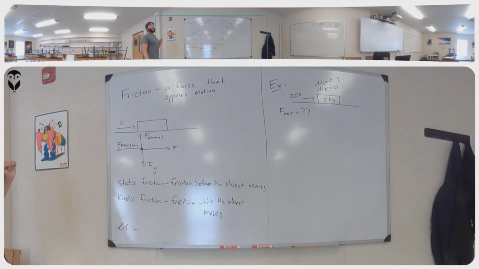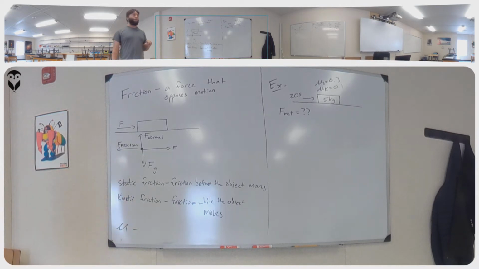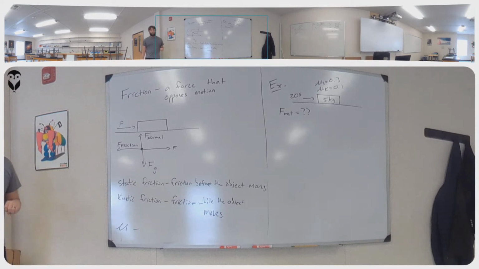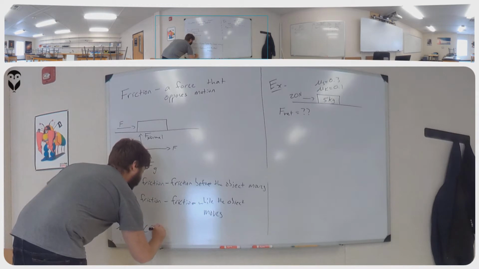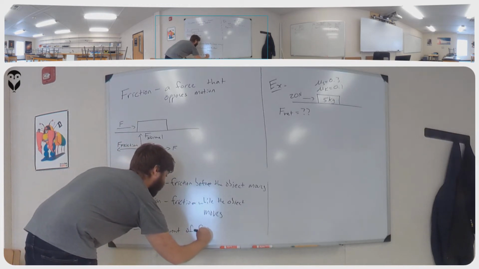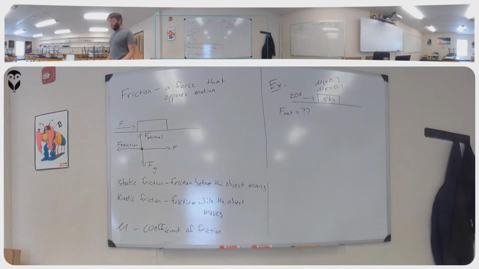In order to calculate the friction, we need something called the coefficient of friction. This right here is the Greek letter mu, not Pokemon 151. It is the Greek letter mu. It looks like a cursive U if you're having a hard time drawing it. This is known as my coefficient of friction. This is known as the coefficient of friction.